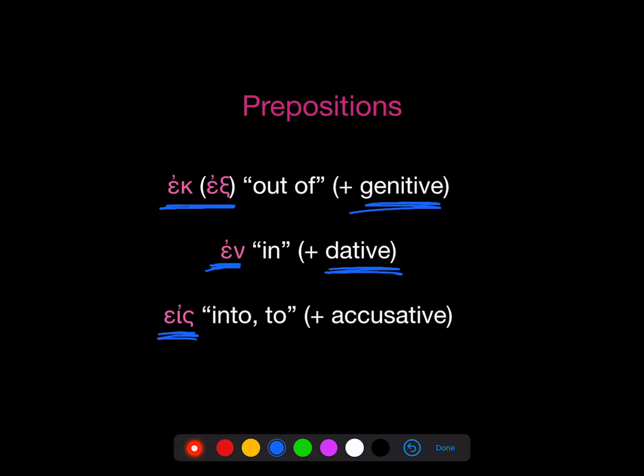The preposition eis, into or to, as you might expect, takes an accusative noun, right? Because the accusative is the case for direct objects, but also for motion toward. Okay, so when you learn a preposition in Greek, you need to learn what it means, but you also need to learn what case of the noun it takes. And that's it.